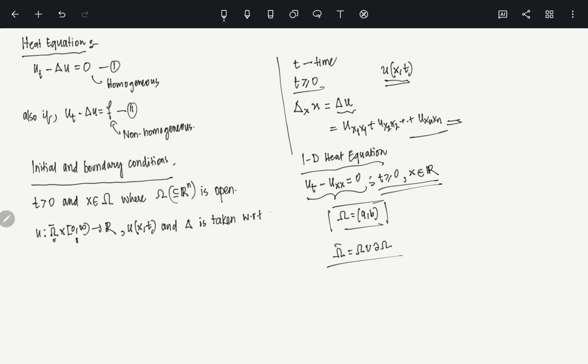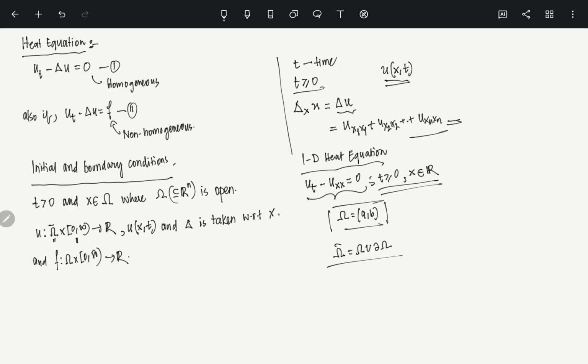Is it okay? So there is no t variable involved in the Laplacian part of it. Clear? And what is f? f is also given from omega cross 0 infinity to r. Clear? That is f. So essentially in 2 we have f, so that is given. Clear? So that is the whole format of it.